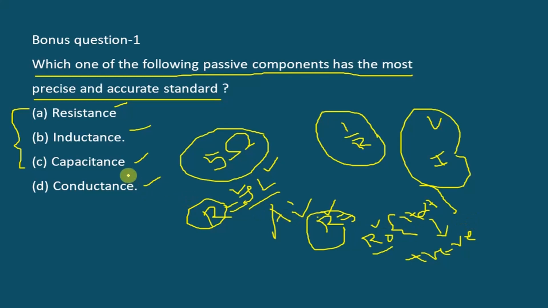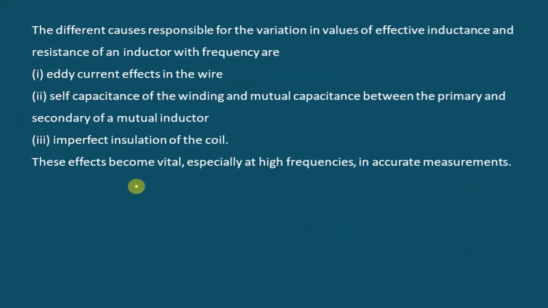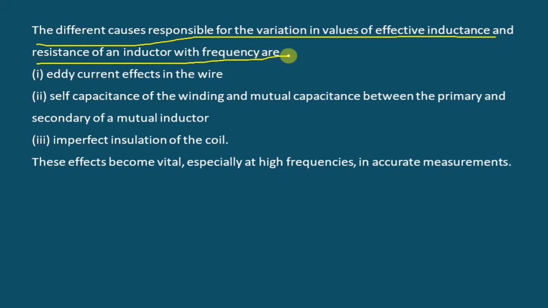Now come to the second and third part, that is the inductance and capacitance. So how will the inductance of an inductor change? The different causes responsible for variation in values of effective resistance, effective inductance and resistance of the inductor with frequency are as follows. The first reason is eddy current effects in a wire. An inductor is basically a magnetic circuit. So we know that in a magnetic circuit there is eddy current loss. Due to that the inductance of the inductor will change.